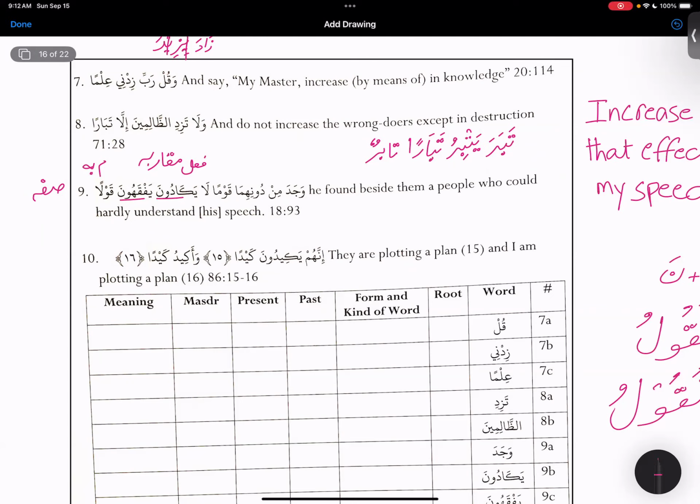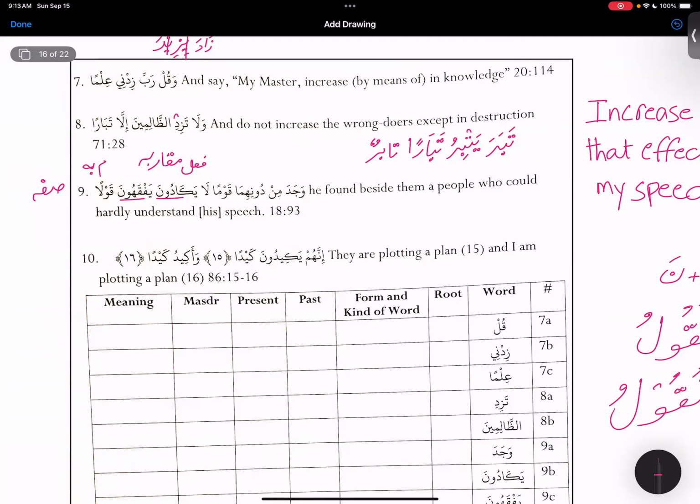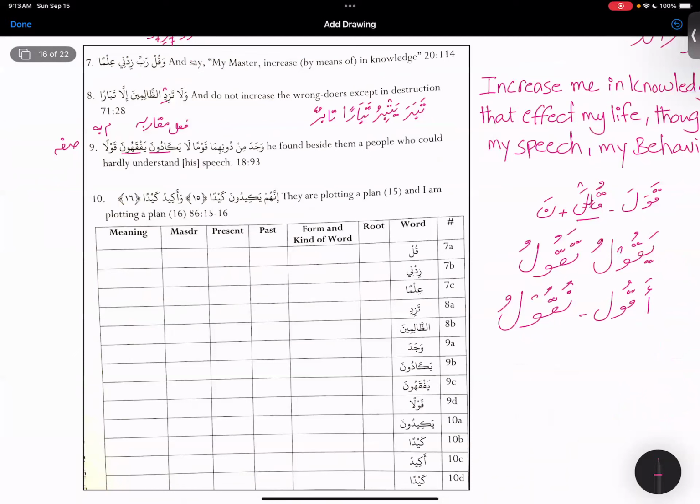Exactly. So it is supposed to be wala tazid, right? And it is just to join it with what follows, right? So it was given a kasra there. Otherwise it is supposed to be wala tazid zalimina. Yeah. MashaAllah, barakallahu fiki. Mumtaz jiddan.